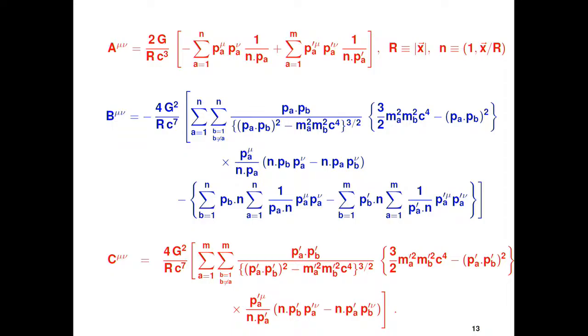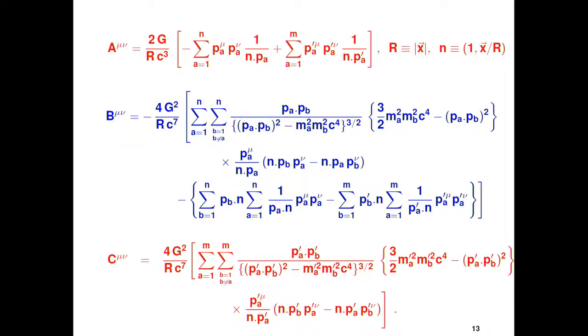So here are the expressions for the coefficients A mu nu, B mu nu, and C mu nu. The only thing that I want to point out here is that the only things that appear on the right hand side are of course this distance, the universal constants, Newton's constant and the speed of light, and the momenta of the ingoing and outgoing particles, and n here is a 4 vector that is defined here.